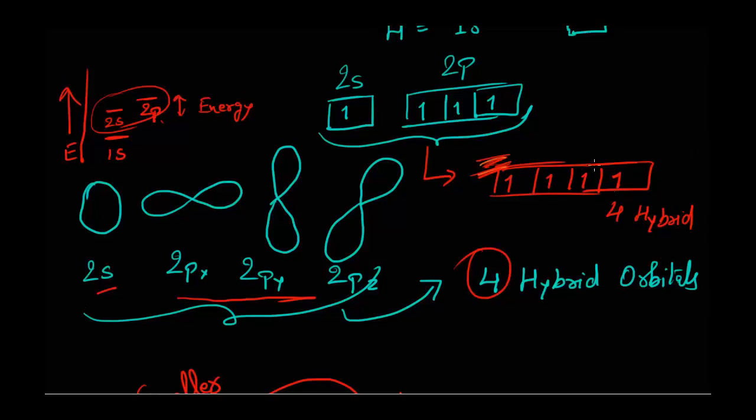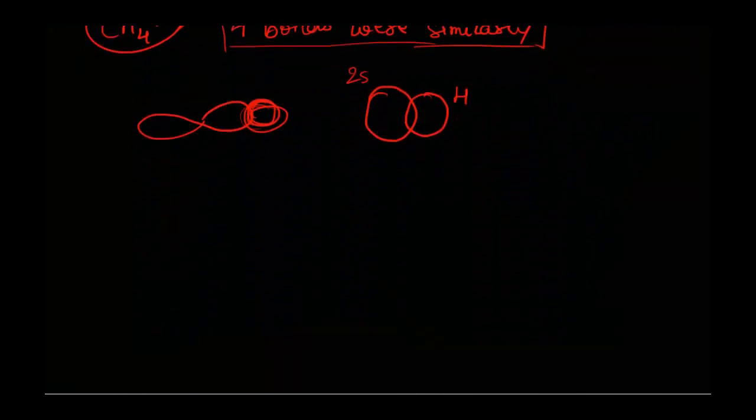And the number of hybrid orbitals formed will always be equal to the number of hybridizing orbitals. Here we got 4 hybrid orbitals, and the number of participating orbitals were how many? 1, 2, 3 and 4. That's why we got 4 hybrid orbitals. So this is how we determine the geometry of CH4. CH4 will be a tetrahedral geometry.